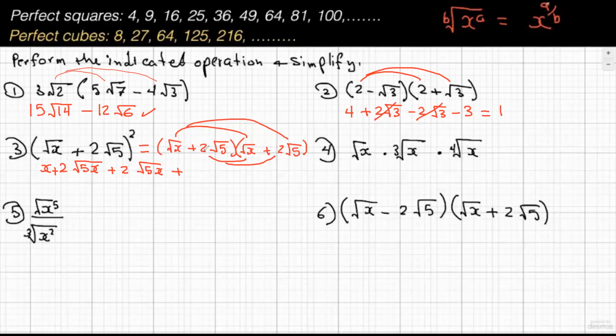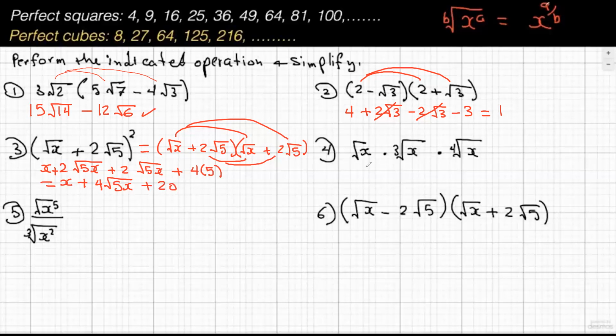Plus 2 root 5 times 2 root 5. 2 times 2 is 4, and then root 5 times root 5 will just give me 5, and this relationship is multiplication. So this is going to give me x, 2 root 5x plus 2 root 5x. You just add the 2's and you get 4 root 5x. You don't add the 5x on the inside; you just add the coefficient of the root. And then here, 4 times 5 is 20, so that's just plus 20 right here.